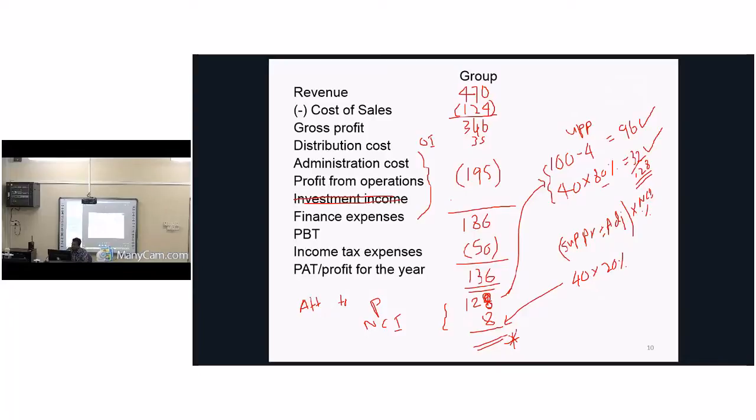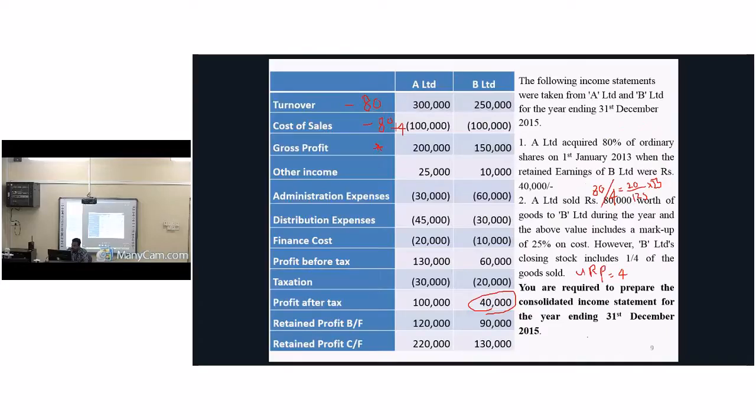How do you find out NCI? Every time, I have written it here. You take the subsidiary's profit for the year, plus or minus adjustments, multiplied by the NCI percentage. It will be profit attributable to NCI. This is the sum. Understood?